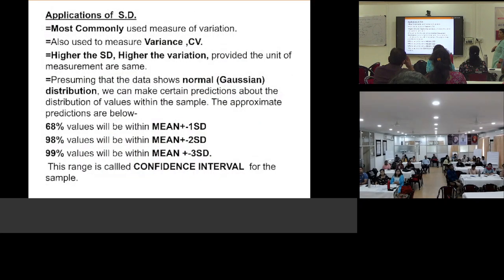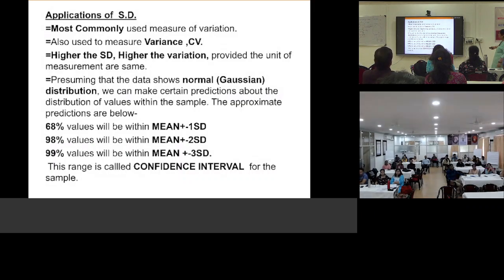Applications: the most commonly used measure of variation is the standard deviation, like the most commonly used measure of central tendency is the mean. It is also used to measure variance and coefficient of variation. Higher the SD, higher the variation, provided the units of measurement are the same. The higher the SD, the more variation in a particular data, for example if you are taking only height.